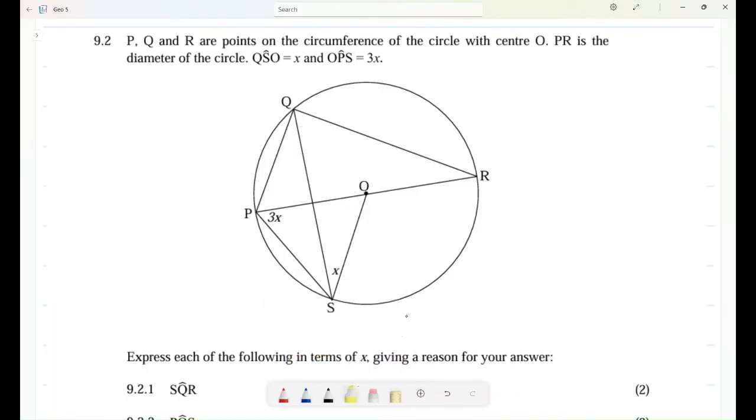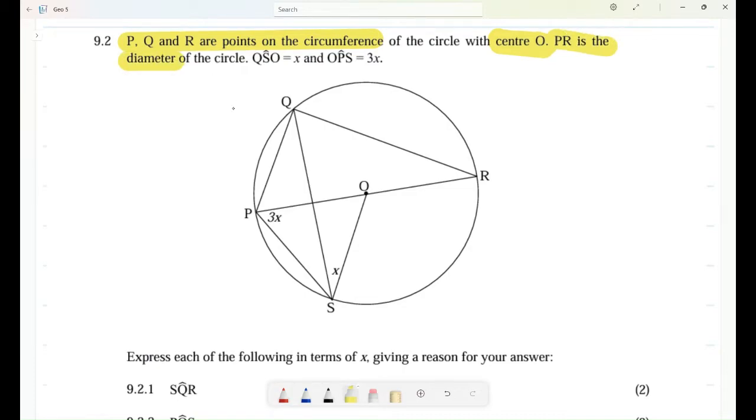In today's video, we're going to continue with Euclidean Geometry Grade 11. So it says to us, P, Q, and R are the points on the circumference of the circle with center O. I like it when they say center O because remember, it always tells me about the circle theorems that include center. Now, PR is the diameter. Very, very important. PR is the diameter.